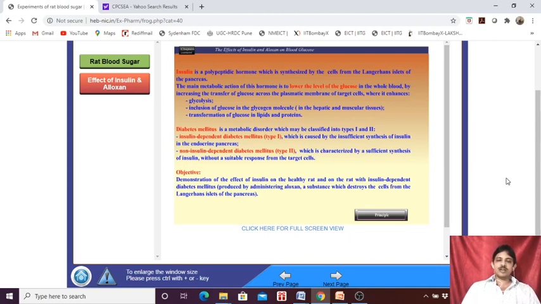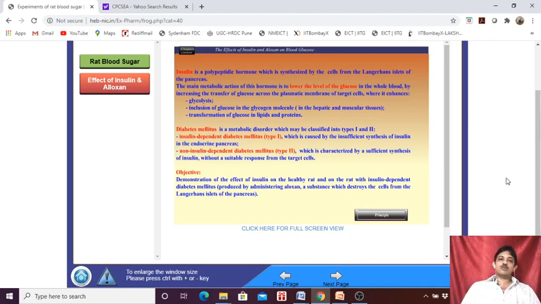Now we know that different types of hormones are secreted from the islets of Langerhans, like glucagon, which increases the blood sugar, somatostatin and insulin. But insulin is mainly considered the main hormone which controls the blood glucose level in our body. Now what is meant by diabetes mellitus? Diabetes mellitus is a metabolic disorder which occurs due to improper metabolism of carbohydrate, protein or fat and is characterized by hyperglycemia. What is hyperglycemia? An increase in the blood glucose level.